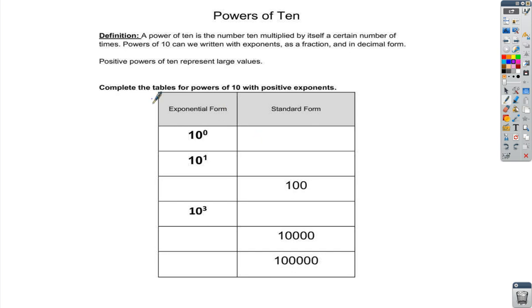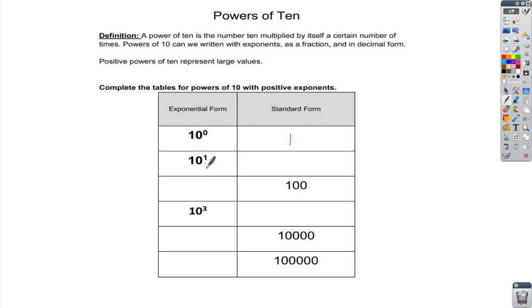So down here, we need to complete the table for powers of 10 with positive exponents. This column is in exponential form, and this column is in standard form. So we have 10 to the 0 power. The exponent tells us how many zeros we'll need after that 1. So if we have a 0, we need 0 zeros. So in standard form, 10 to the 0 power is just 1.